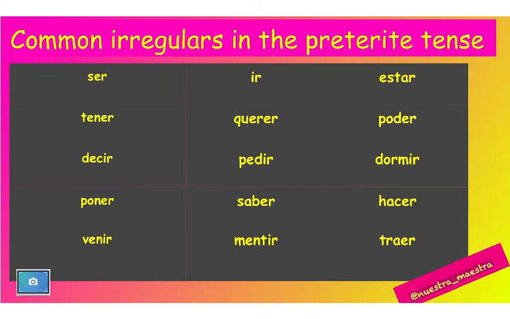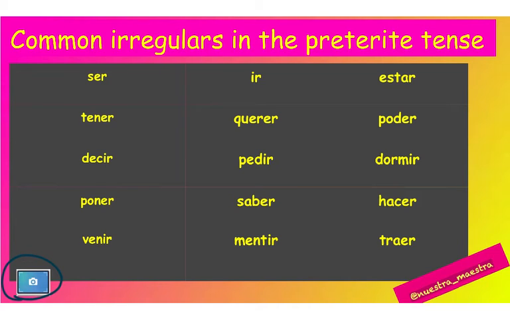Common irregulars in the preterite tense. Screenshot this page. These are commonly irregular in the preterite tense. I will give you the yo form of some of them, but if you need to remember or recall how are they irregular, I suggest you look them up. Take a look at ser. In the preterite tense, ser as in to be.